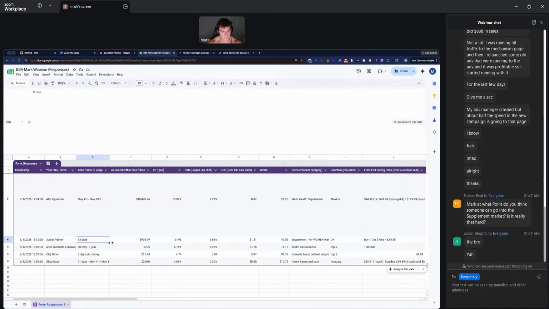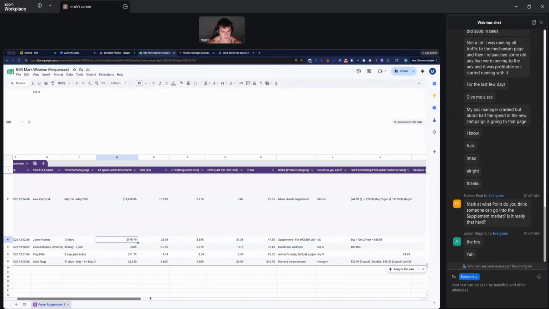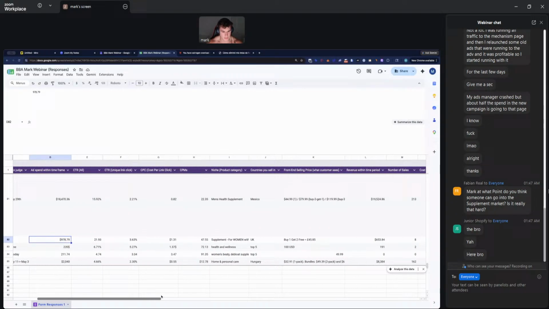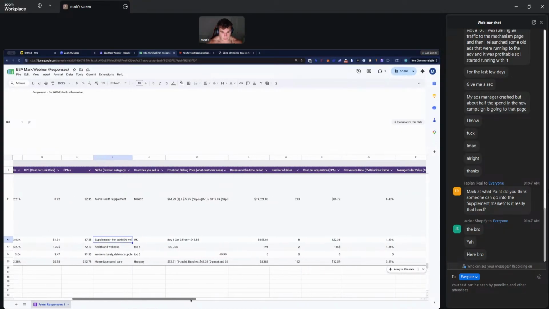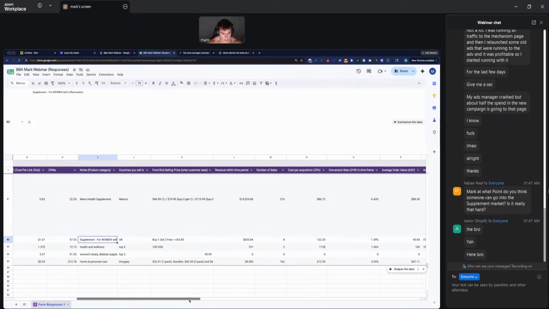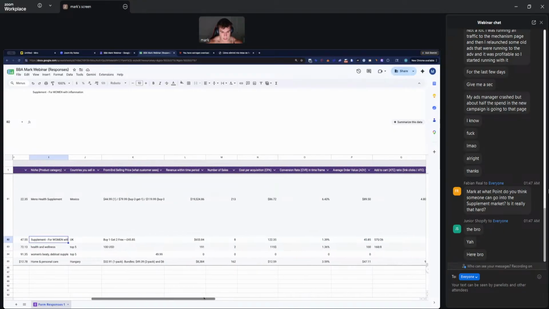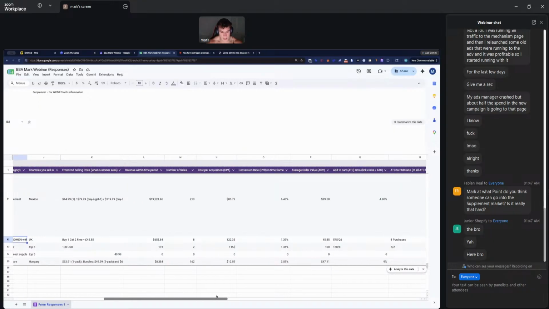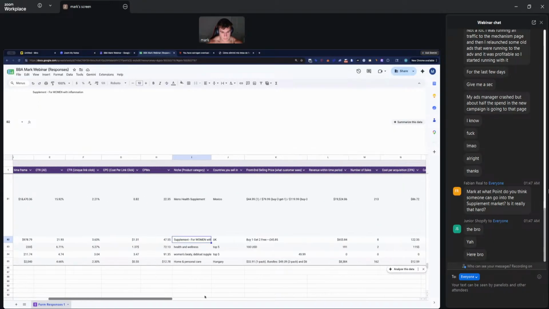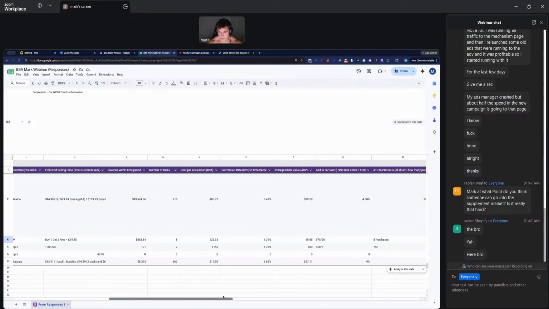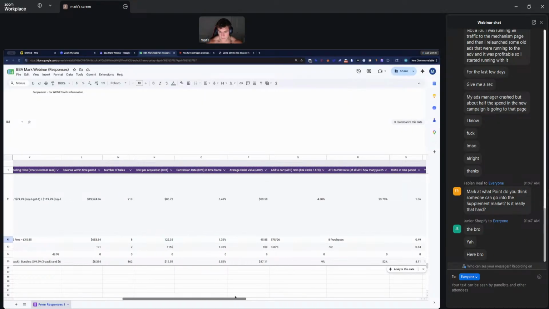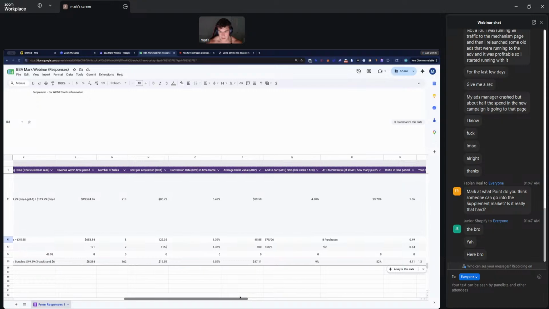All right, Junior, 13 days, $1,000 spend, 21% CTR all, 3.6% CTR link, $47 CPM. Supplement for women with inflammation in the UK. Buy one get two free, 45 pounds, 653 revenue, 122 CPA, 1.39% conversion rate, $45 AOV. Add to cart to purchase.